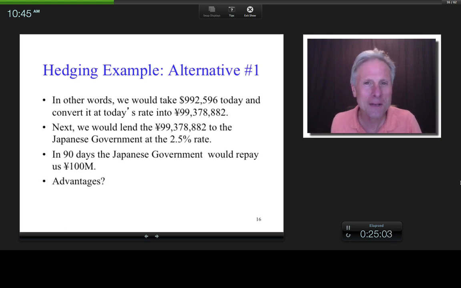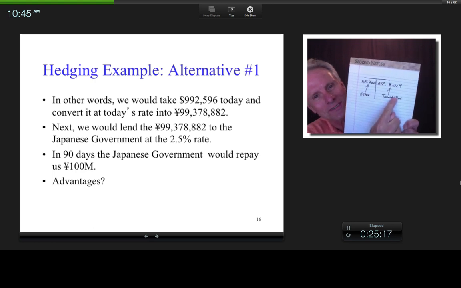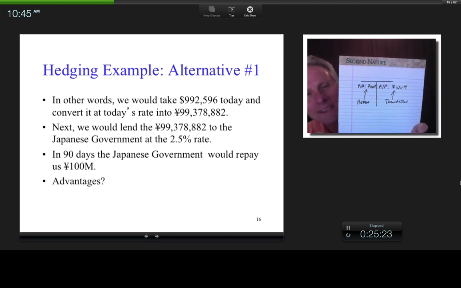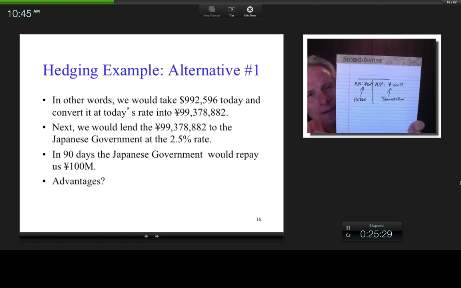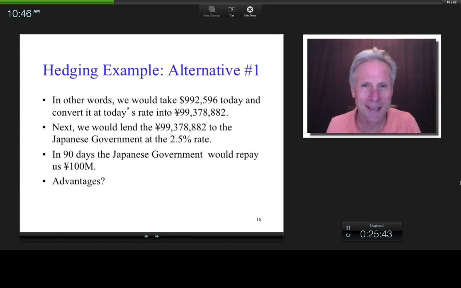Now, can you think of any advantages with this first alternative? Well, are we perfectly hedged? We are, right? I mean, because again, here's our transaction. This is the widgets. And here's our hedge, right? We've created an accounts receivable. So do we care whether the exchange rate goes to $0.012 per yen or $0.008 per yen? In the end, will we have paid a known quantity for the widgets in dollars? We will, right? So an advantage is we're perfectly hedged.